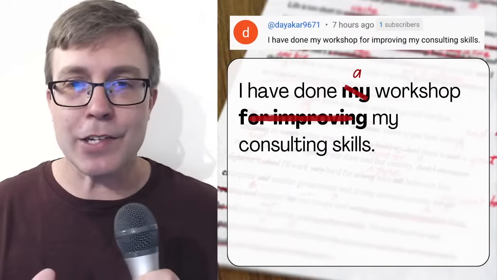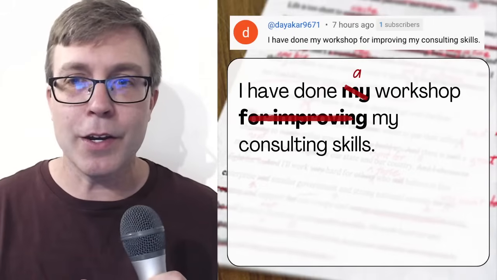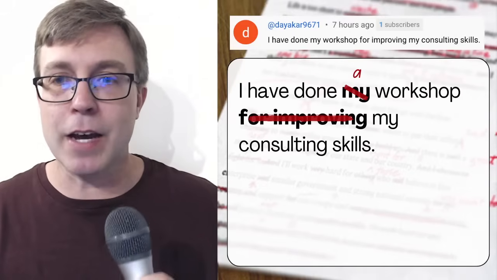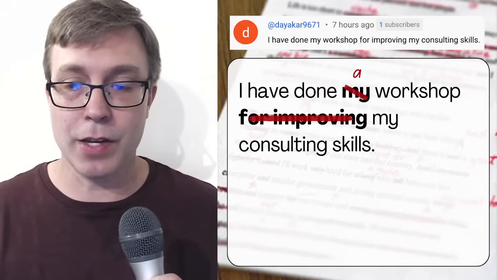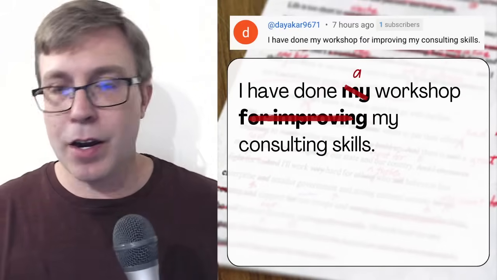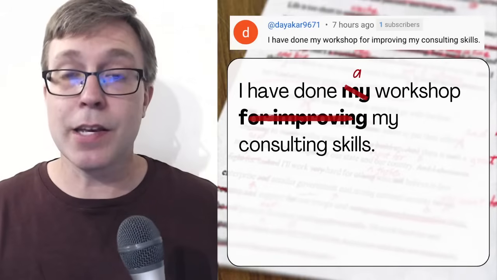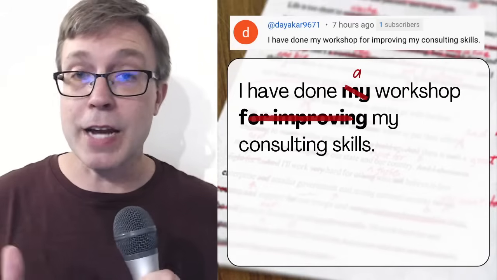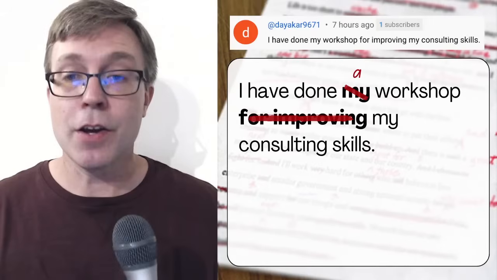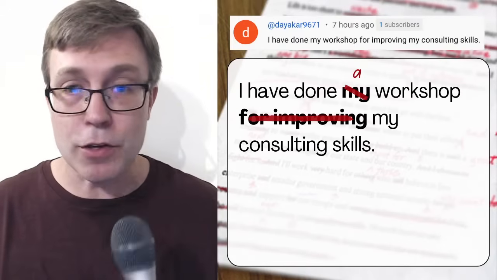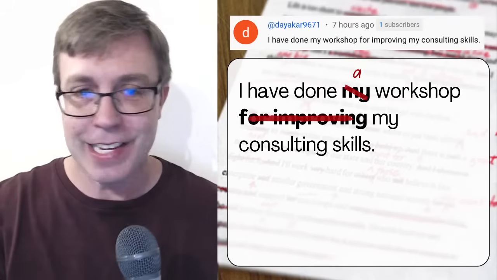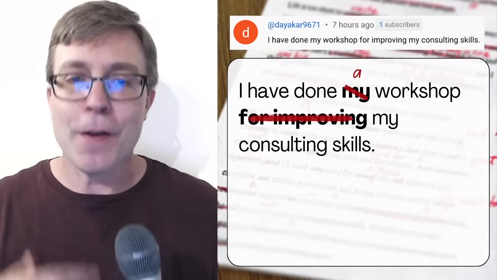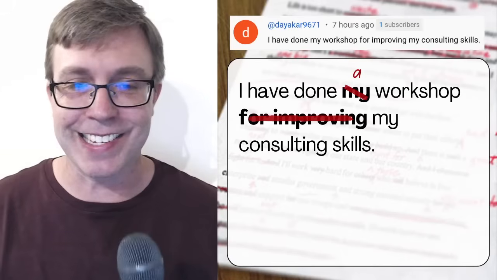And the next part, I want you to tell me what you think. How would you change this? Instead of for improving, what do you think? I have done a workshop, my consulting skills. And there, again, are a couple of different ways that you could rewrite this sentence depending on what you want to say. But whatever you think, let me know. Write your answers in the comments, in the chats. It's interactive English. It's all about participating in these lessons.